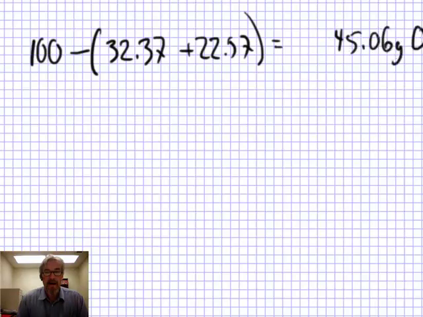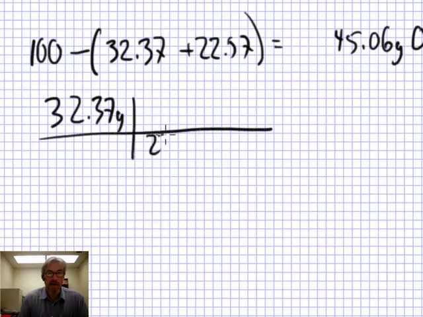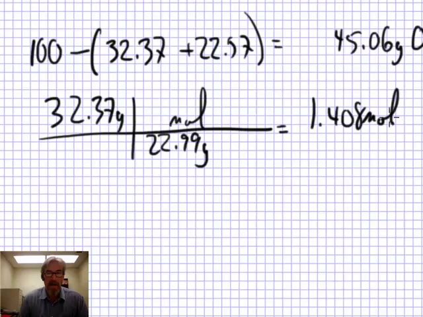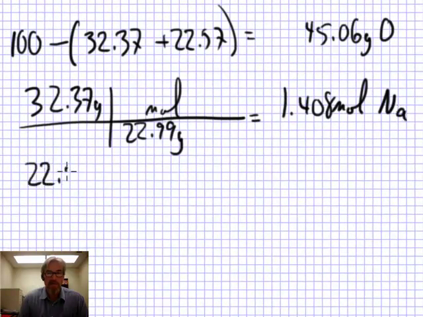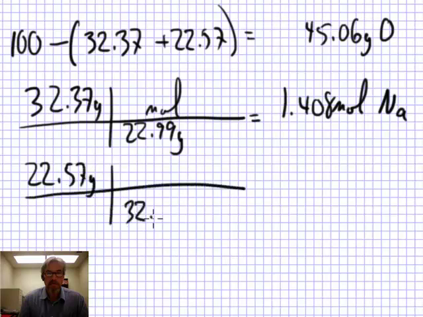Now, I need to find moles quantities. So I'll do the sodium first. It's 32.37 grams, and sodium's molar mass is 22.99 grams per mole. And this leaves me with 1.408 moles of sodium. Next I do sulfur, 22.57 grams of sulfur. The molar mass of sulfur is 32.064 grams per mole.